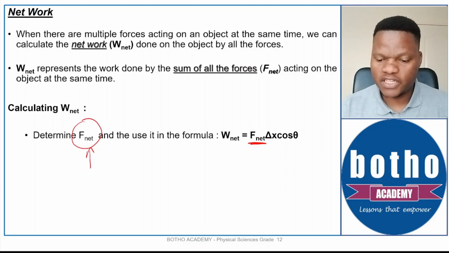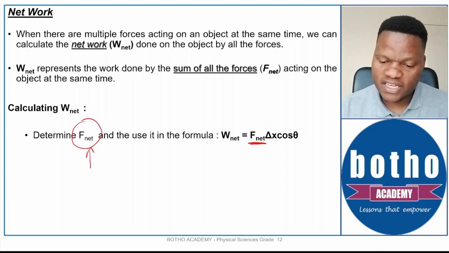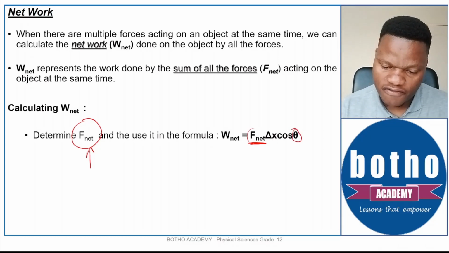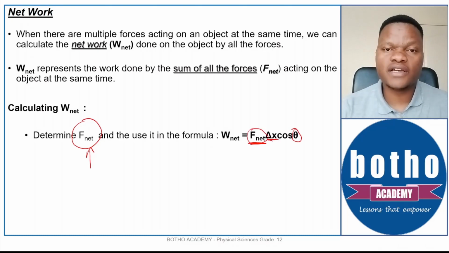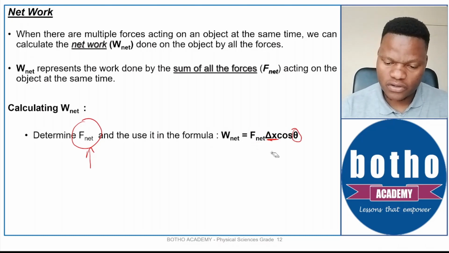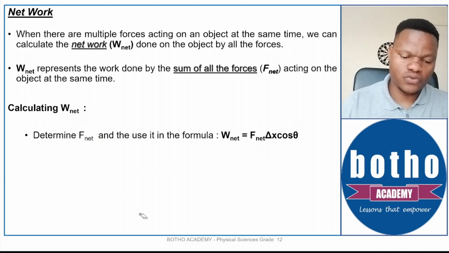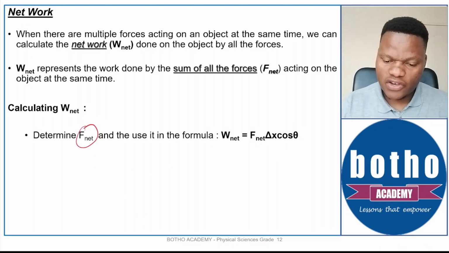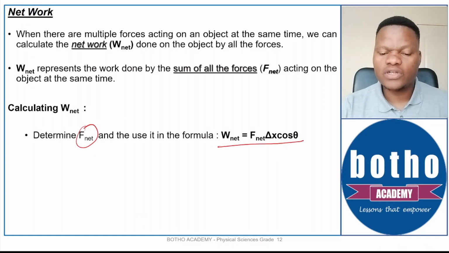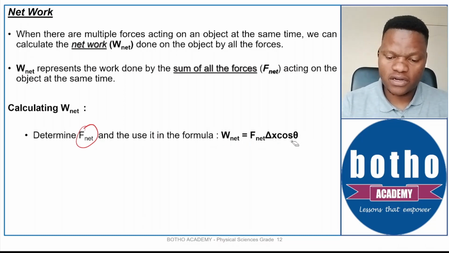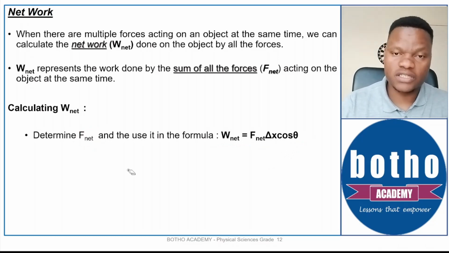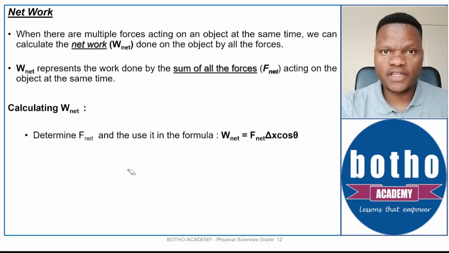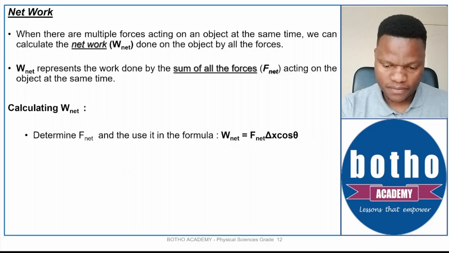Delta x is still the displacement, and theta, in this case, will be the angle between F net and delta x. That's one of the ways of calculating W net: first determine F net if you can, and then use it in the formula W net equals F net delta x cos theta. Obviously, F net in that case is the resultant of all the forces acting on the object.